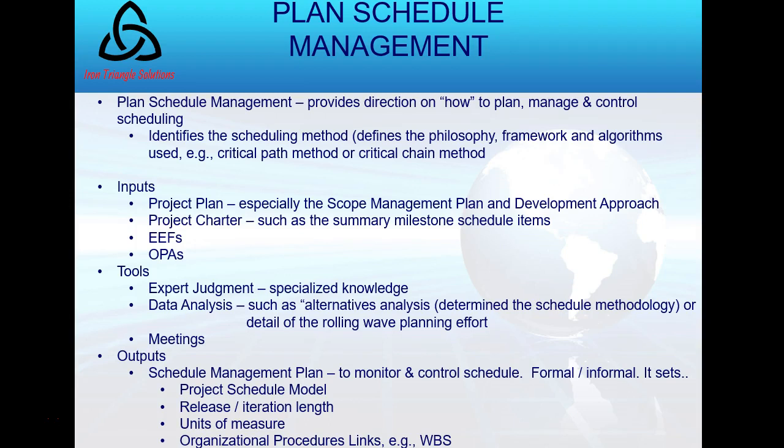We have our inputs, tools, and outputs. Always, actually, it's tools and techniques. So inputs, tools, techniques, and outputs. I need my project plan. I don't have much of the project plan yet because I'm still in planning. But I do have now my scope management plan. So I need the requirements to build the schedule. And I need to define what's my developmental approach. We covered that in the first week. Is it an agile approach? Is it predictive? Is it a hybrid of the two?